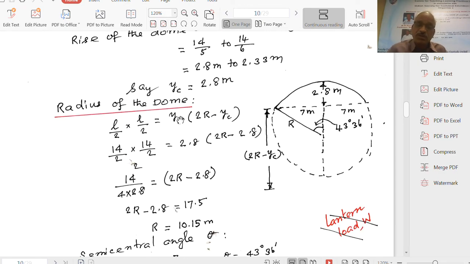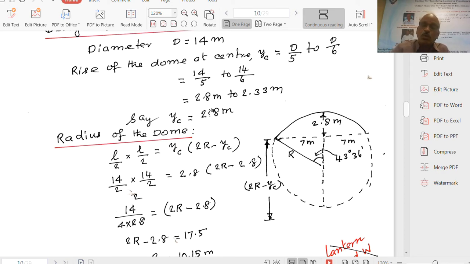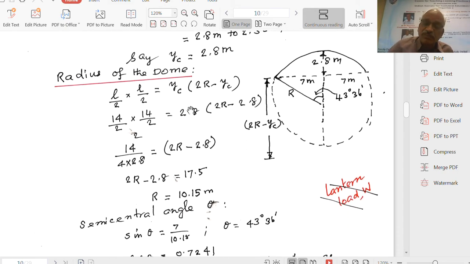Right. Now, before that, we have to find out the rise of the dome. The rise of the dome is 1/5 to 1/6 of the diameter. So 14 by 5, that is taken as 2.8 meters. Then the calculation of the radius and the central angle subtended will be required for substitution in the formula for meridional thrust and the hoop stress. Therefore, the radius of the dome is required.